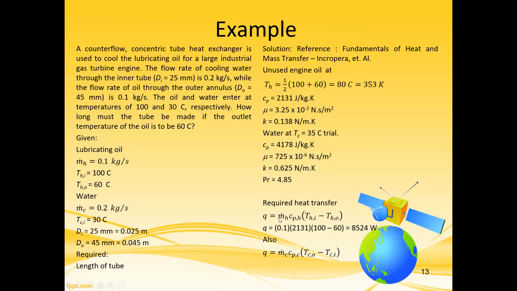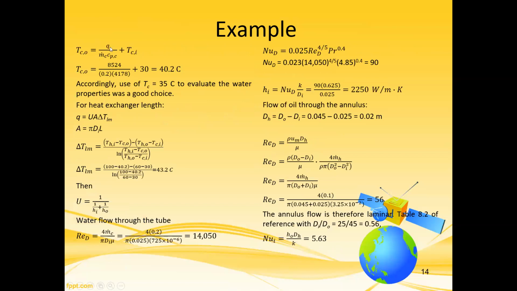Required heat transfer: Q is equal to m_h C_p,h times T_hi minus T_ho. Everything there is given from what you looked up. Q is equal to 0.1 times 2131 times 100 minus 60, which is 8524 watts. Also, Q is equal to m_c C_p,c times T_co minus T_ci, so T_co is equal to Q over m_c C_p,c plus T_ci. Substituting values, 8524 over 0.2 over 4178 plus 30 is 40.2. Accordingly, use of T_c of 35 to evaluate the water properties was a good choice. Isn't it? 40.2 plus 30 divided by 2 is approximately 35.